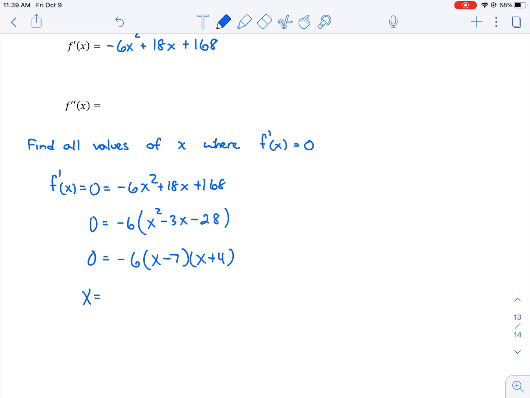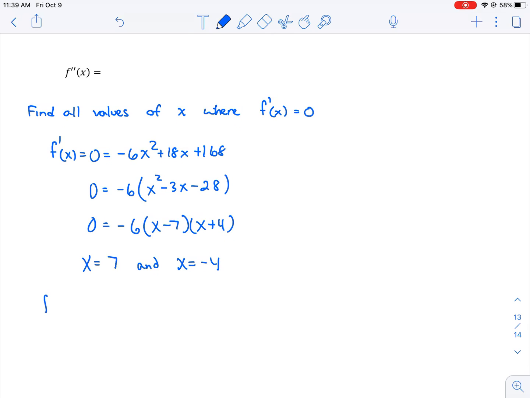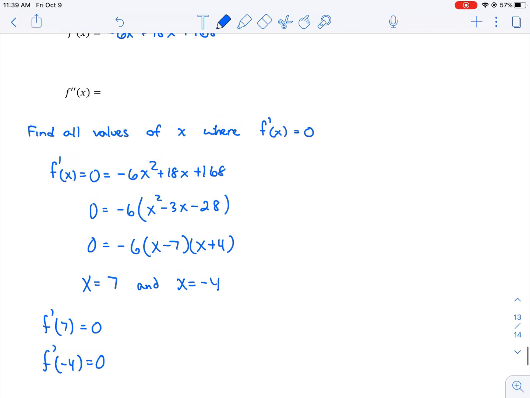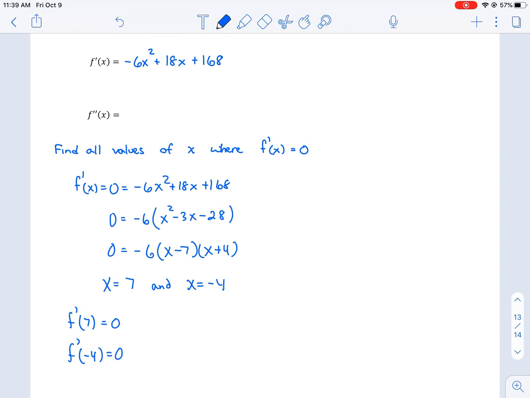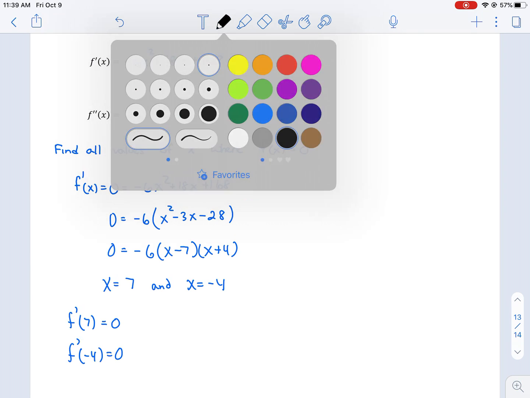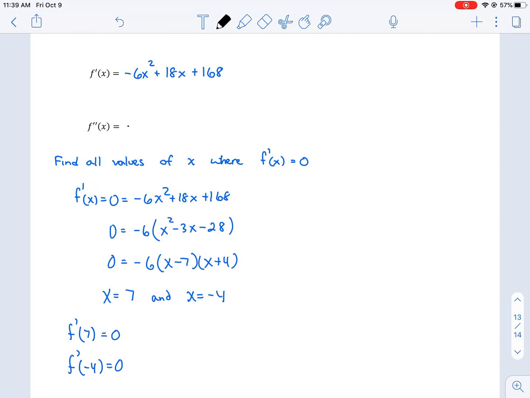All right, so when x is equal to 7, and when x is equal to negative 4, the first derivative is equal to 0. So that means the first derivative at 7 is equal to 0, and the first derivative at negative 4 is equal to 0. So that was the first part of the second derivative test. Now, to actually apply the second derivative test to this function, the second derivative is the following.